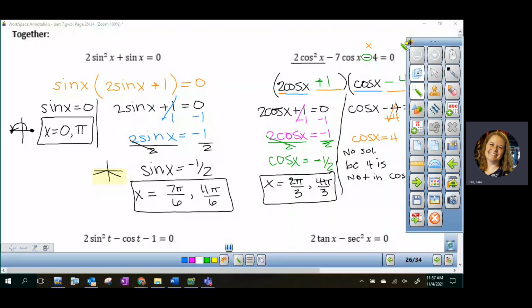It's the Delta Math I assigned this morning. I think I called it solving trig equations.